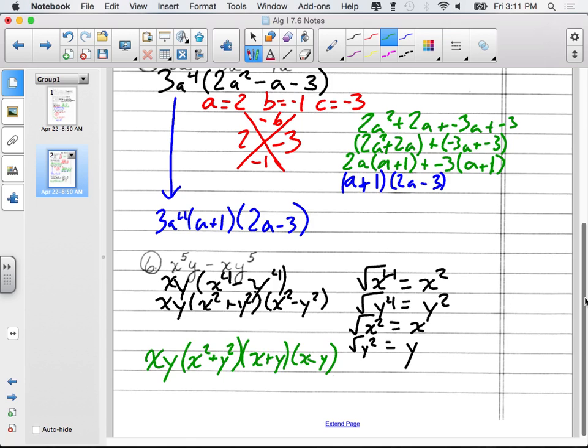All right, so, before I let you guys go on your homework, what's the first thing you always check for? GCF. After that, what's the next thing you check for? You check for what kind of polynomial it is. Based on what it is, you use one of the methods on the front side of the notes.